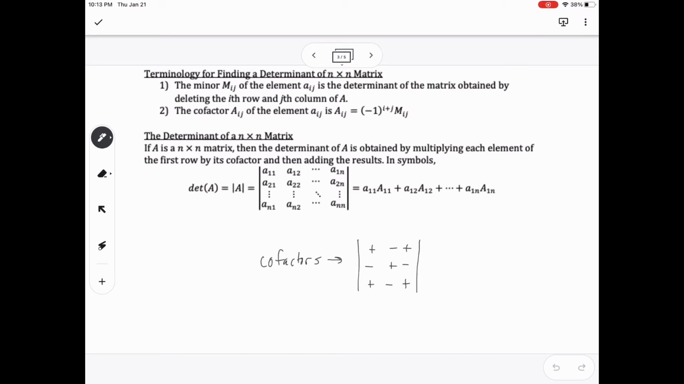Now, for your cofactors, one thing I want you to note is that for 3 by 3s, the cofactors of the row or column that you choose actually change sign depending on what position they're at. So if it's in a plus position, that means it keeps its sign, whatever it is, positive or negative. If it's in a minus position, then that means it switches its sign to the opposite. So plus, keep the same; minus, change. So keep that in mind.